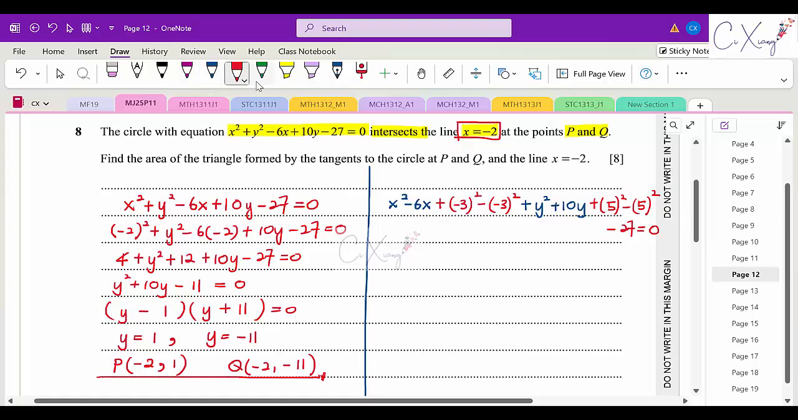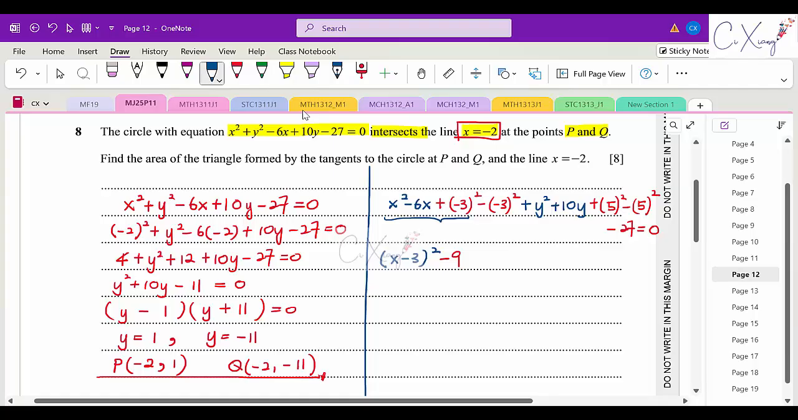Okay, then next step, I try to combine the first 3 terms here, become one big bracket, x minus 3 with a square outside. This is a process of completing square. I hope that you still remember it. Okay, then negative 3 square, you are having a negative 9.